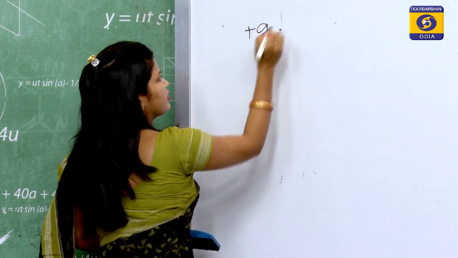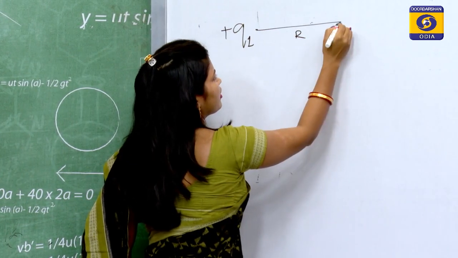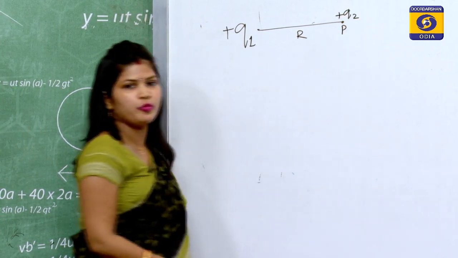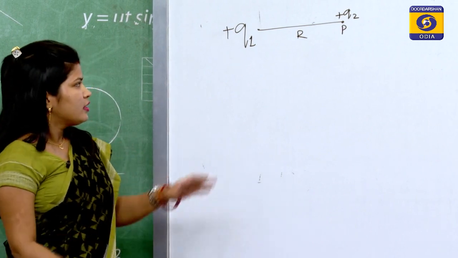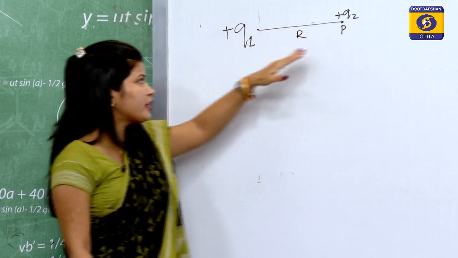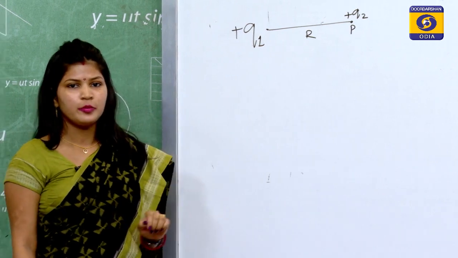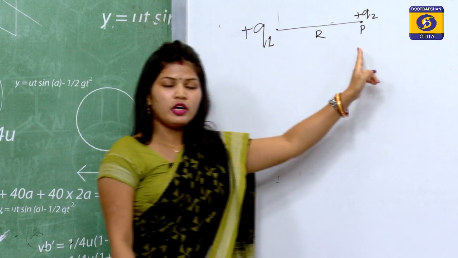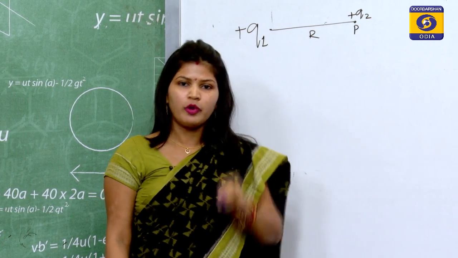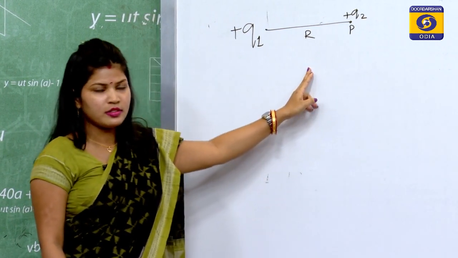Plus Q1 here. At a distance r apart, you have another charge that is plus Q2 at point P. It is very clear that in order to bring them together, at a distance r, I have to do work, because these two are positive charges and they repel each other. So, I have to do more work to bring this charge from infinity to this distance.